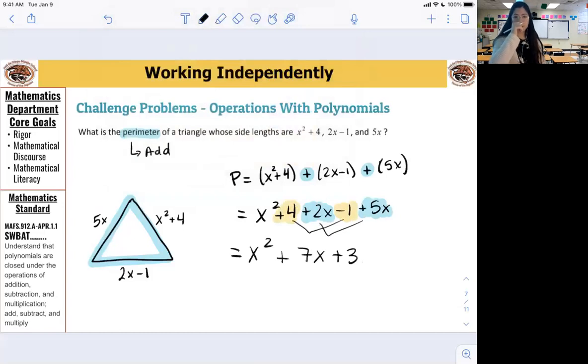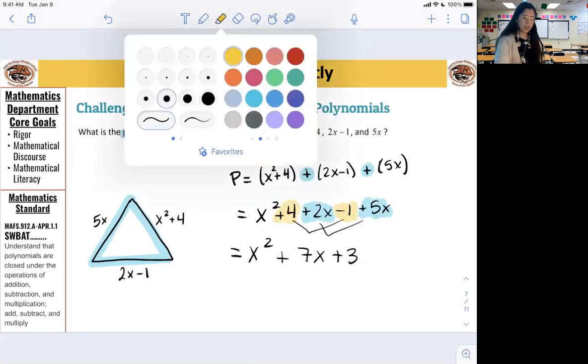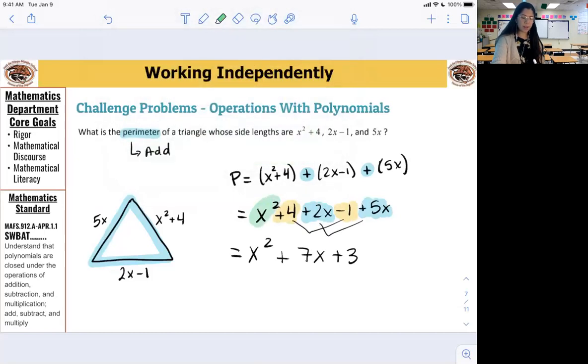Okay, so be very careful because I saw a few people, what they did is they combined like terms and they included the x squared. But the x squared is its own thing. It doesn't have any like terms. So it can't be combined with anything else. All right, any questions on this one?